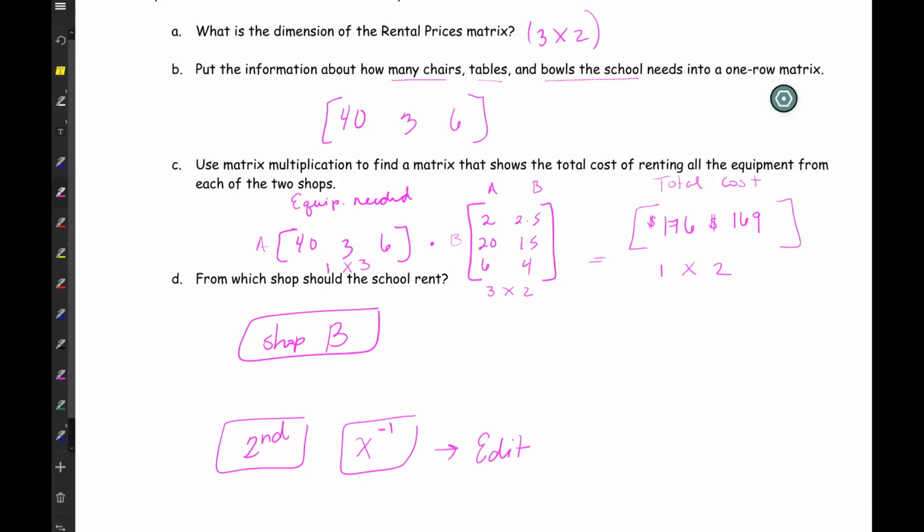So we'll go over to edit. And then you do have to know the dimensions. What are the dimensions if I call this matrix A? 1 by 3. So I'm going to press 1, enter, 3, enter. And then I'll enter in my elements. Just 40, enter, 3, enter, 6, enter. After you edit matrix A, I'm going to put each element, press enter to scroll to the next element.